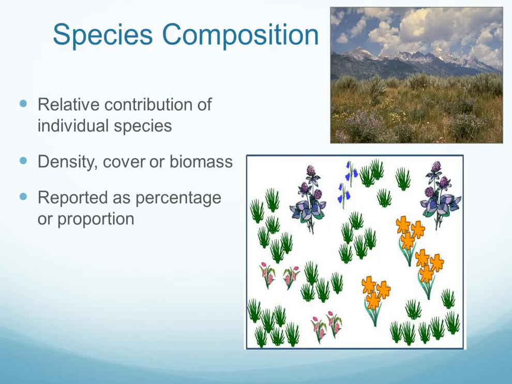With species composition, we're interested in the relative contribution of individual species as a part of the whole, or the entire vegetation. Usually we use density, cover, or biomass data to calculate species composition. Frequency data are not well suited to species composition estimates. And species composition is always reported either as a proportion or as a percentage. We're going to look at an example using this schematized vegetation that you see in the diagram.